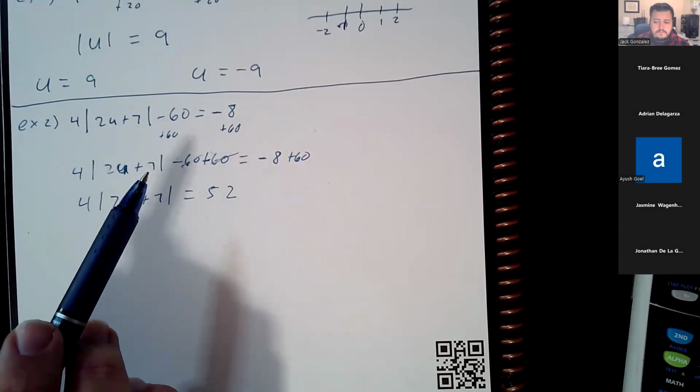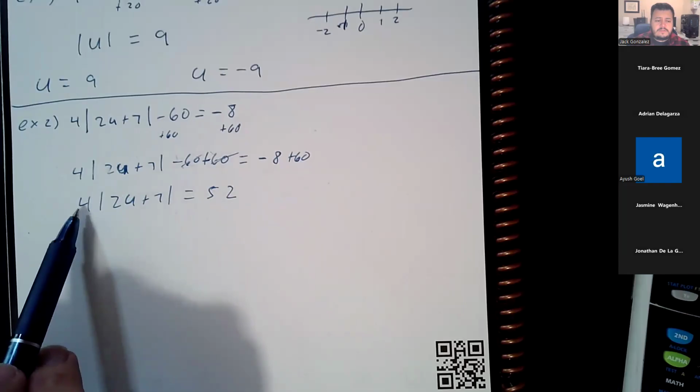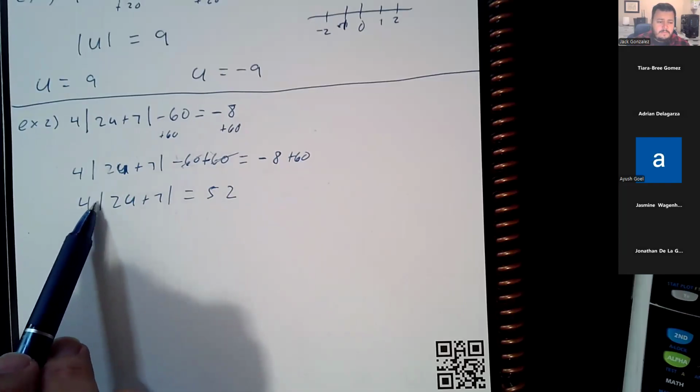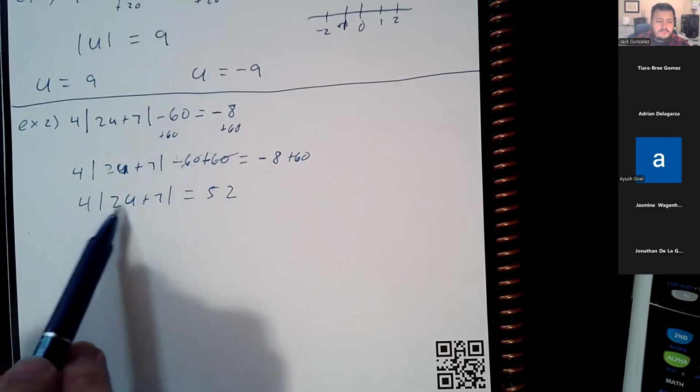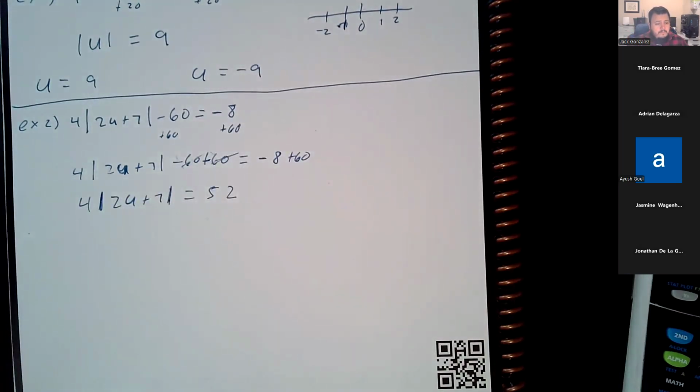Okay, so now that we're here, there's still a 4 in the way. What is this operation? What is the 4 doing to the absolute value part? Yeah, it's 4 times that, right? Since there's no symbol, we assume it to be a product. It's 4 times the absolute value of 2u plus 7. That is in my way. So how do I get rid of the 4?